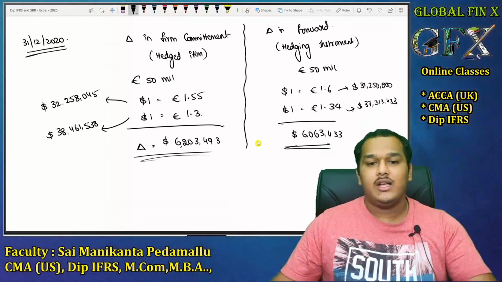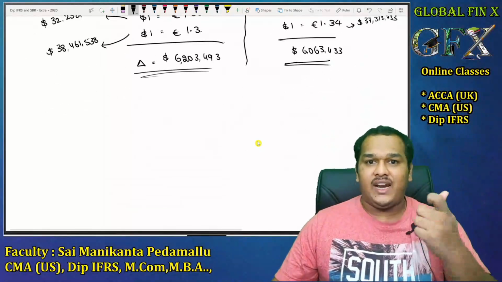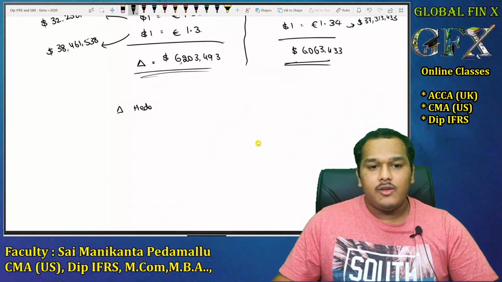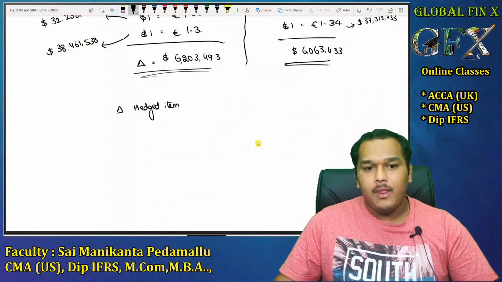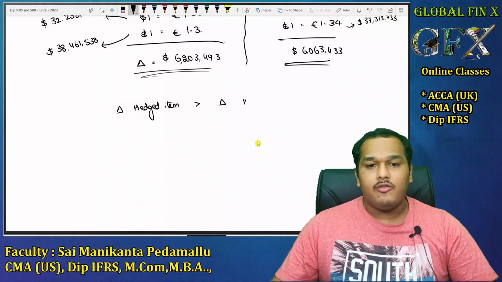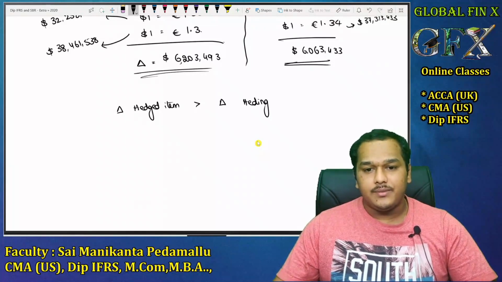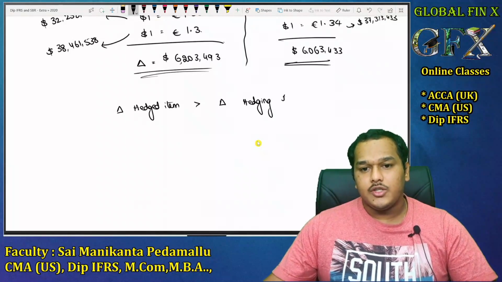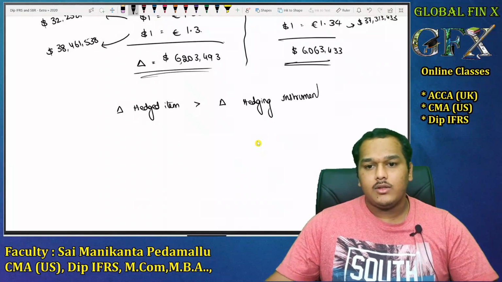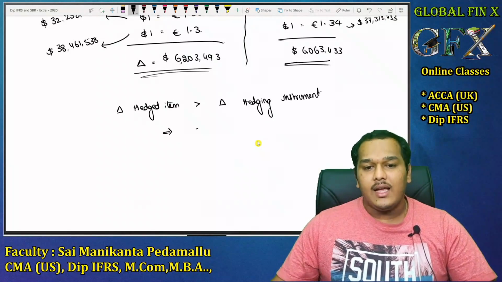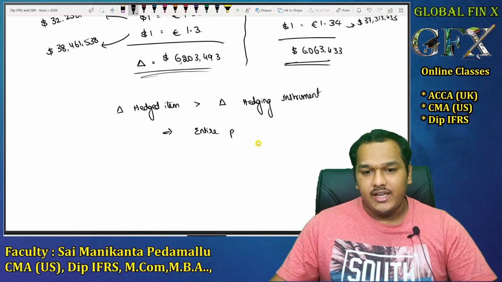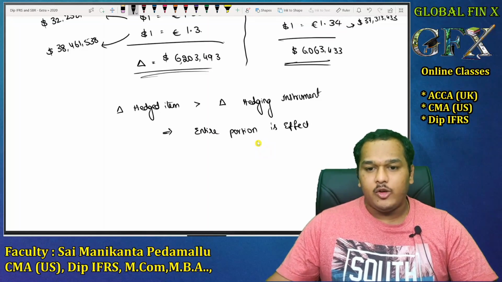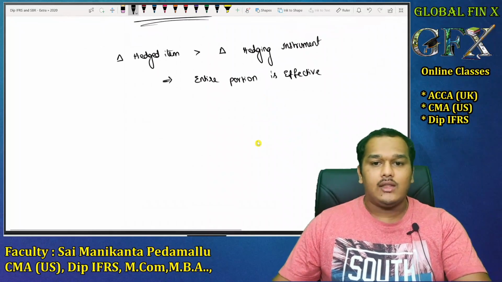See, the change in the hedged item is more than the change in the hedging instrument. So this is a completely effective portion. Delta of hedged item is greater than delta of hedging instrument, so this implies the entire portion is effective. And what is the treatment for the effective portion? It will be treated in other comprehensive income.